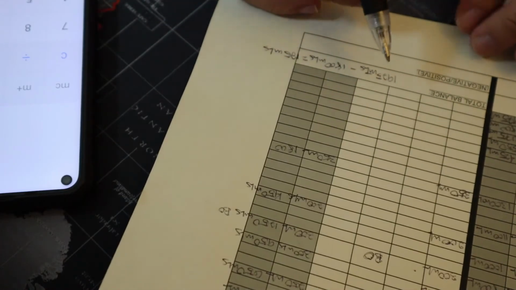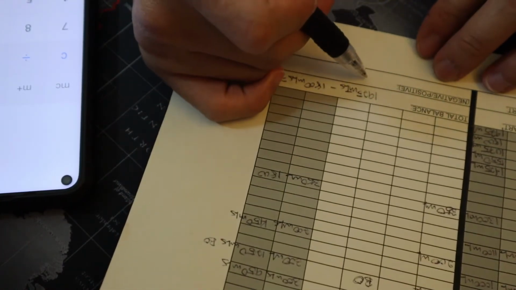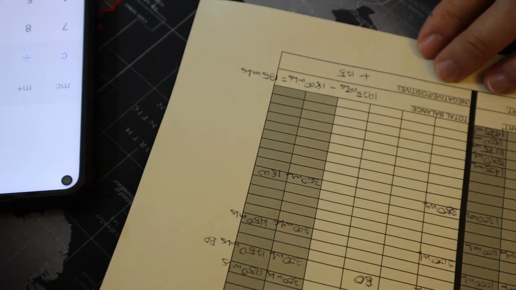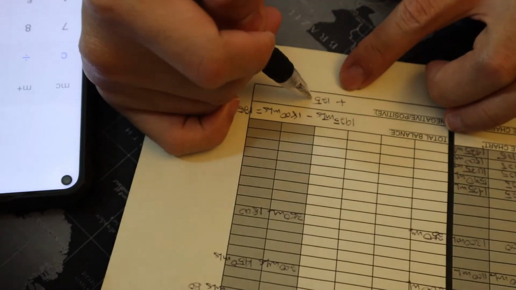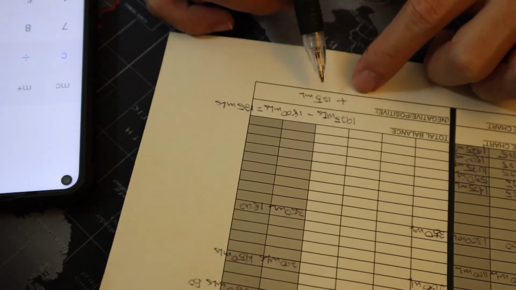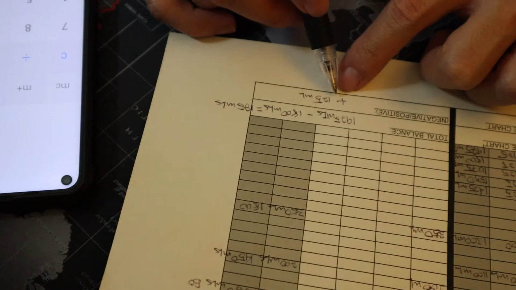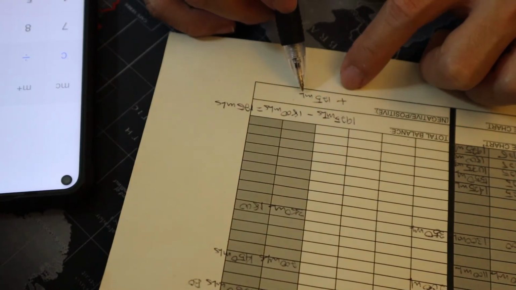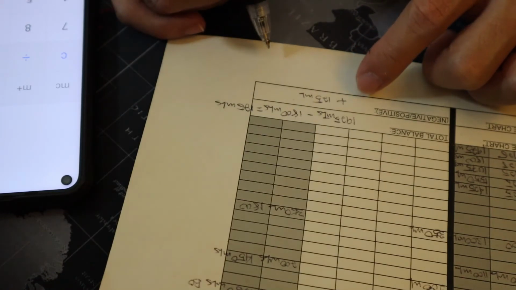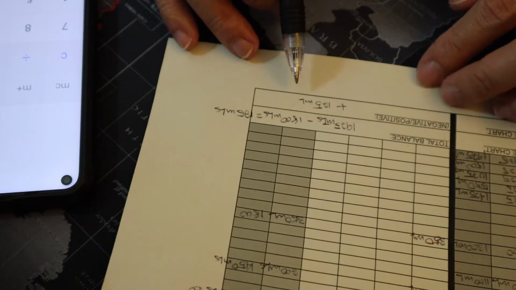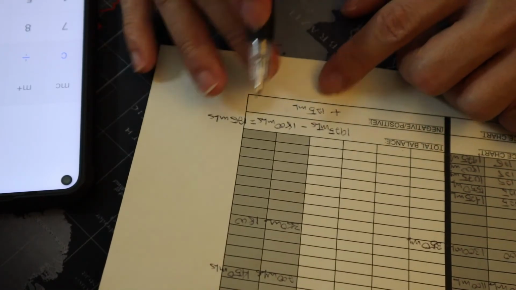So the patient is positive 125. It means that the patient has a positive fluid balance. Within our shift, the patient has retained 125 mLs of fluid, so it's a positive. So that's it, guys. That's how we calculate fluid balance.